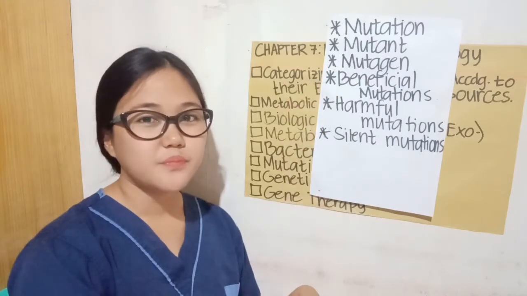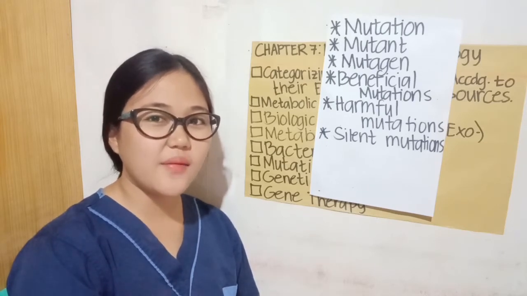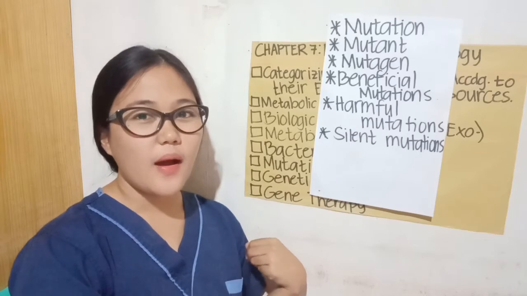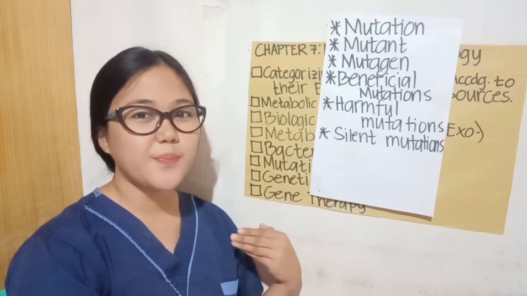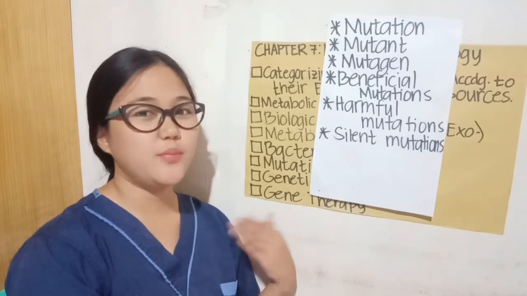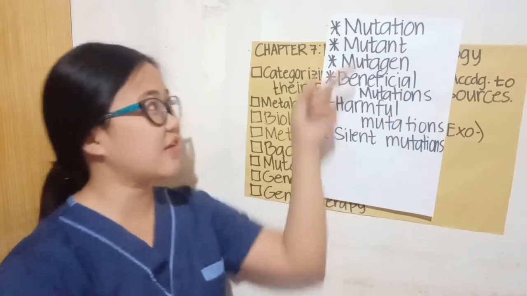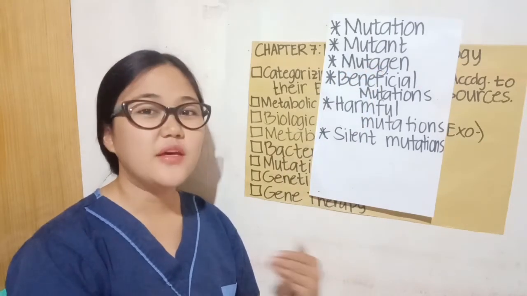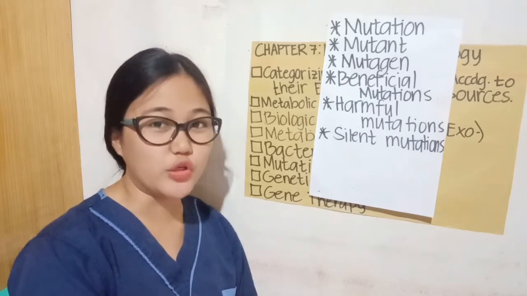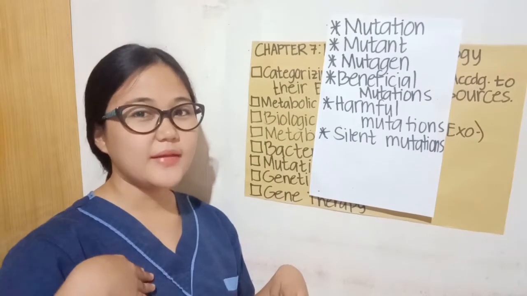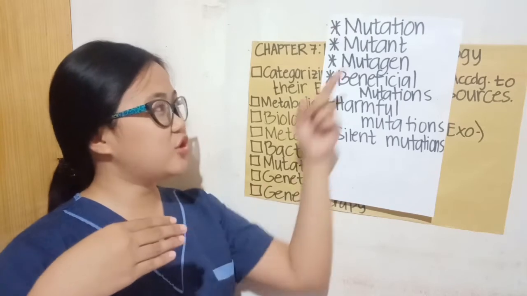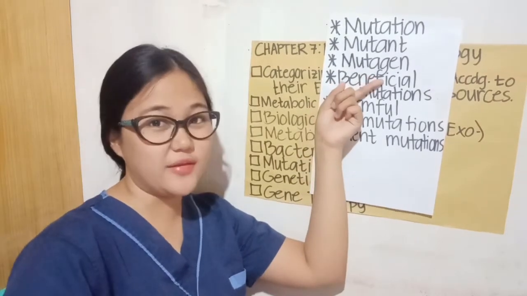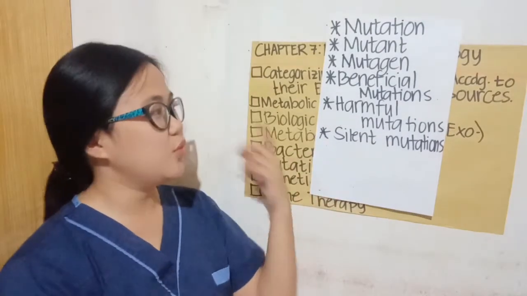For example, if I am a mutant, I changed into something else. The process of changing into something else is mutation. Next is mutagen. A mutagen is the one that causes the mutation to occur. For example, I am the mutant, I changed, and what caused my change is the mutagen. Let's move on to the three types of mutation.